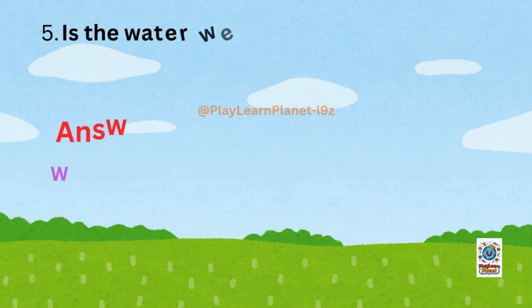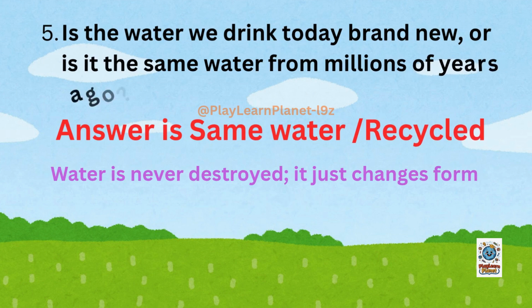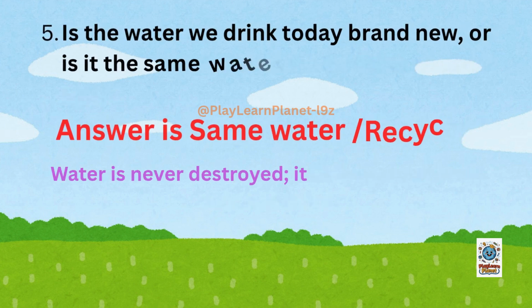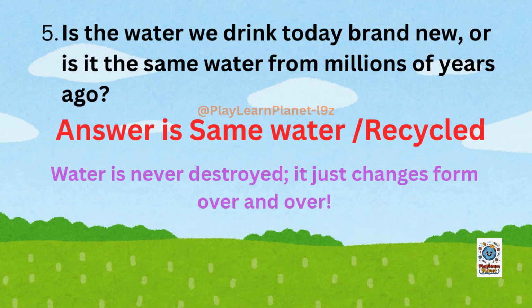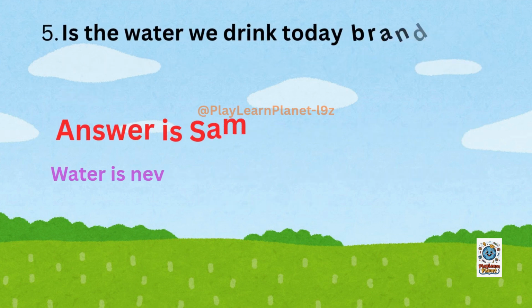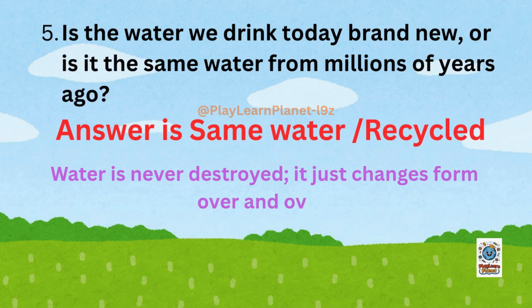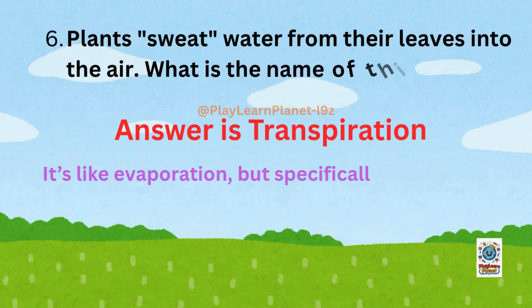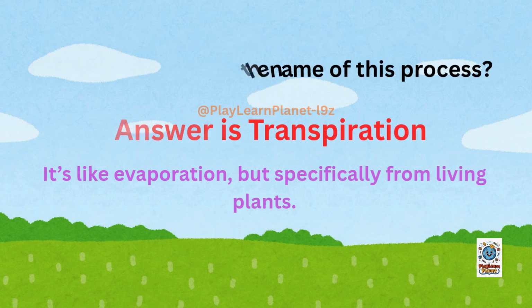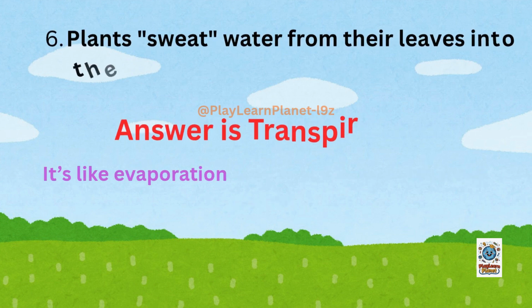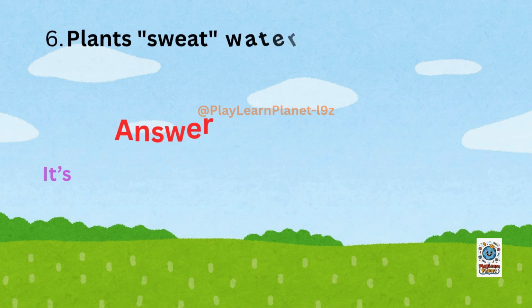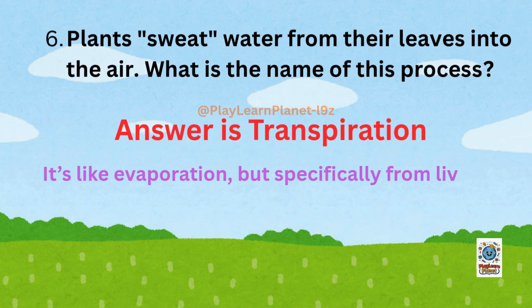Is the water we drink today brand new, or is it the same water from millions of years ago? Answer is same water recycled. Water is never destroyed, it just changes form over and over. Plants sweat water from their leaves into the air. What is the name of this process? Answer is transpiration. It's like evaporation, but specifically from living plants.